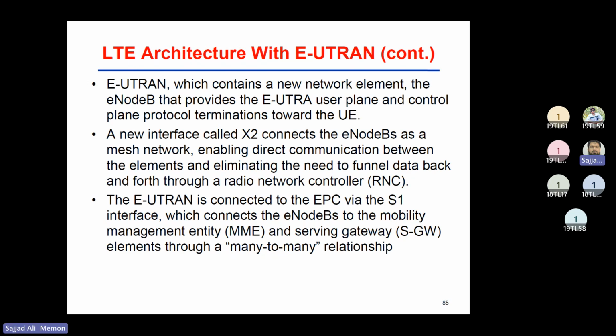So E-UTRAN contains a new network element, the E node B, that provides the E-UTRA user plane and control plane protocol terminations toward the user equipment. A new interface called X2 connects the E node Bs as a mesh network, enabling direct communication between the elements and eliminating the need to funnel data back and forth through the RNC. E-UTRAN is connected to the EPC via the S1 interface, which connects the E node B to the mobility management entity and serving gateway elements through a many-to-many relationship.